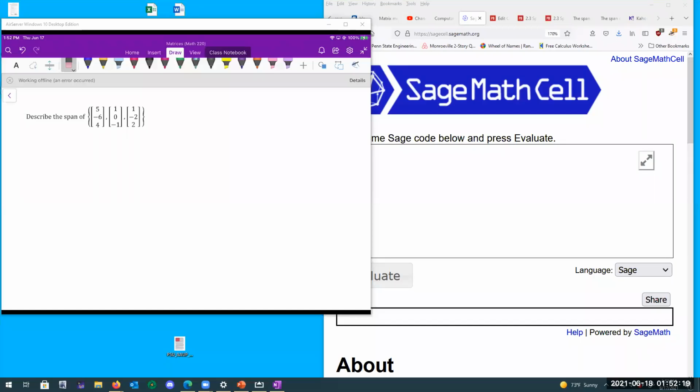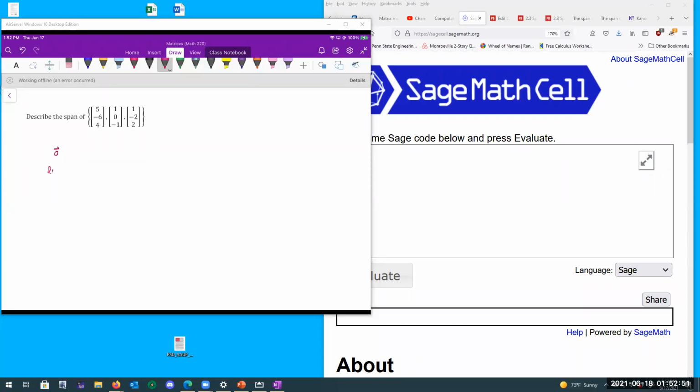The last thing we're going to do is take a look at the span of these three vectors, and we're going to try and describe this. So some of the options for types of spans that we've seen in this section are: the span could be just the zero vector. It's definitely not that, because we have some non-zero vectors, because we're building all linear combinations of these guys.